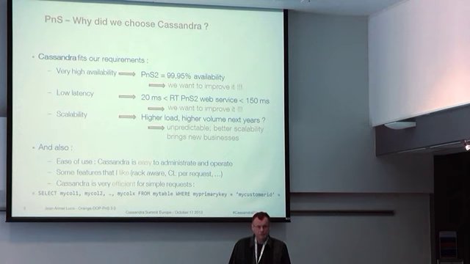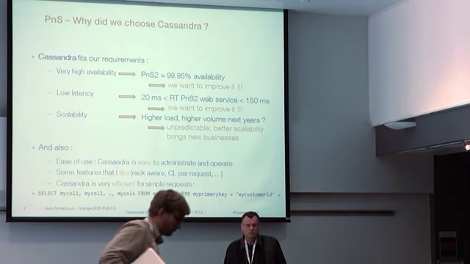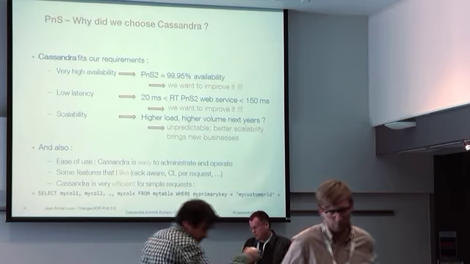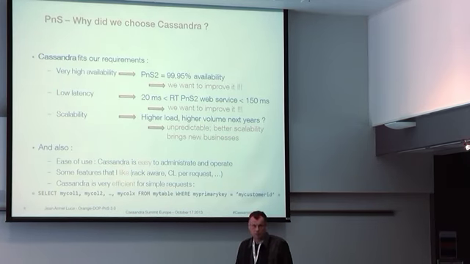Why did we choose Cassandra? At first, if we look at our requirements, we need very high availability. And with our PNS2 platform, with a relational database, we were at 99.95% of availability. And we want to improve it. But we think that with a relational database, it's difficult and probably expensive.